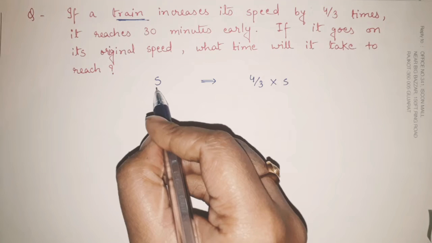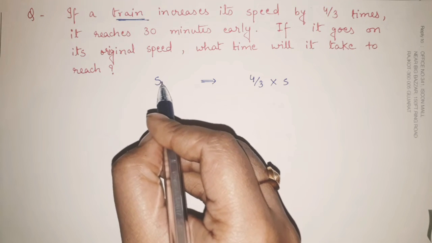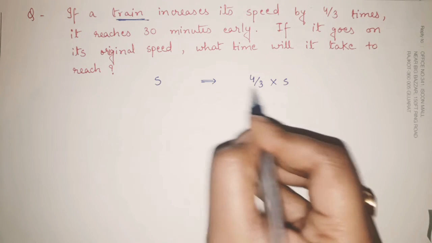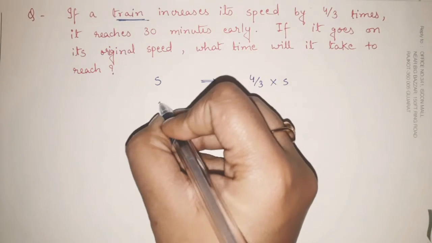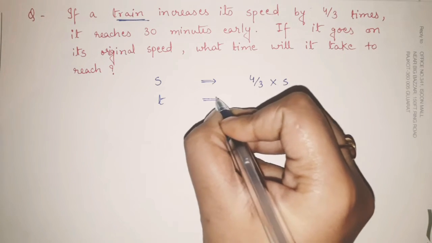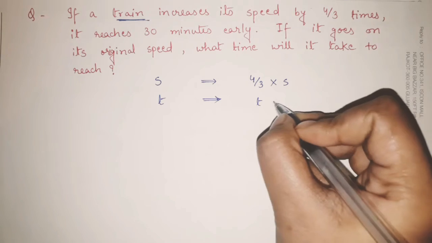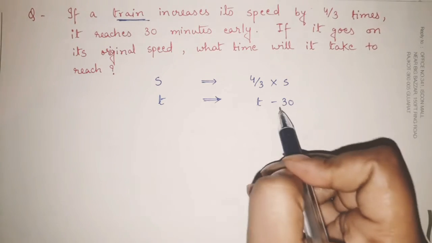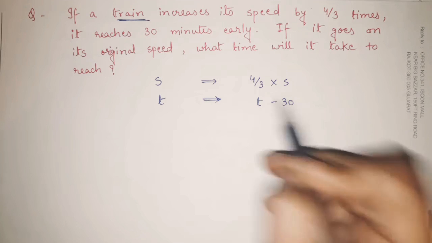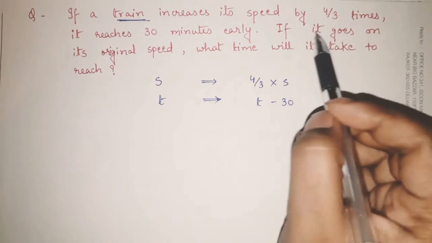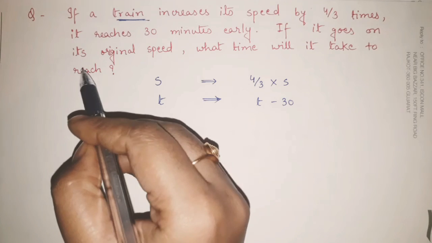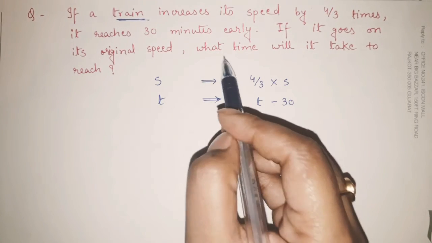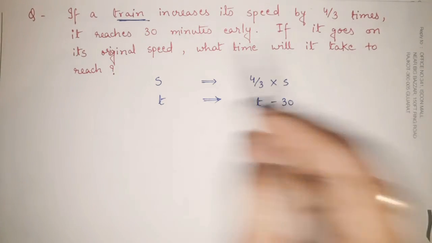So if instead of the speed s, it is increasing the speed and makes it 4 by 3, then instead of just the time t, it is reaching 30 minutes early. That means t minus 30. It is reaching 30 minutes early, so I have to subtract 30 from the original time. If it goes on its original speed, what time will it take to reach?